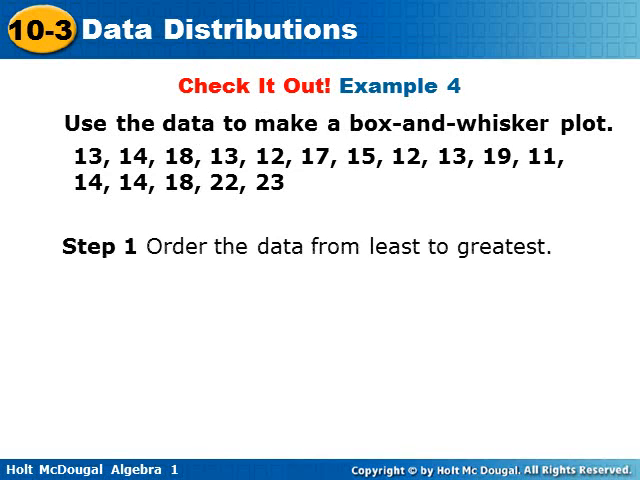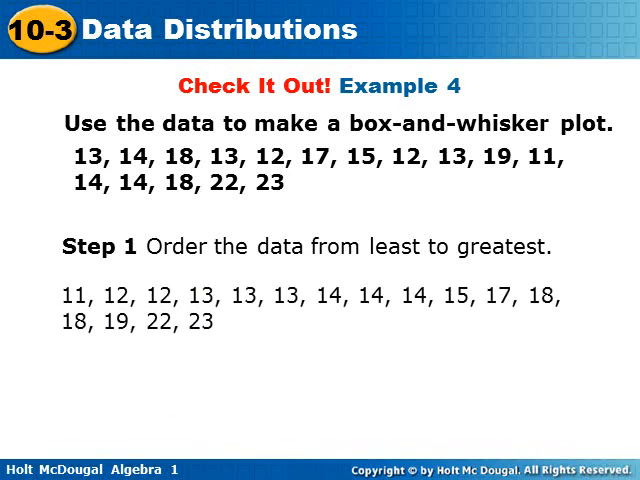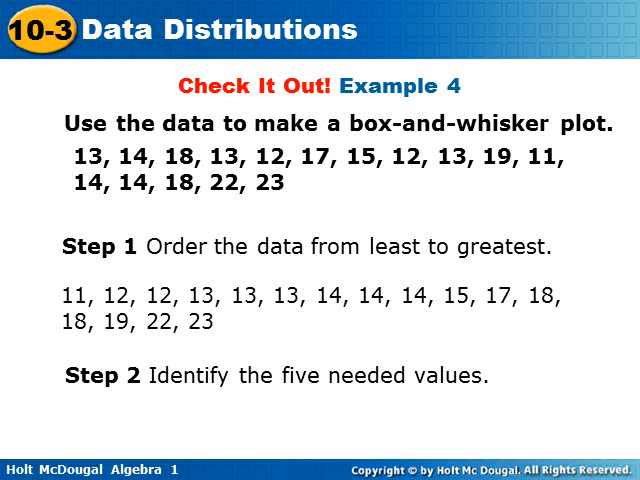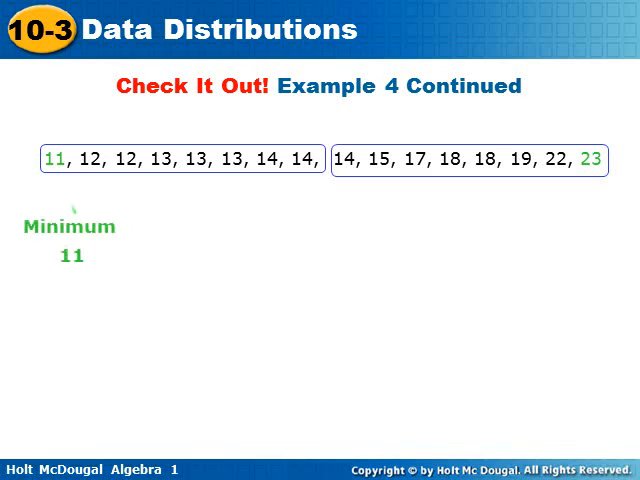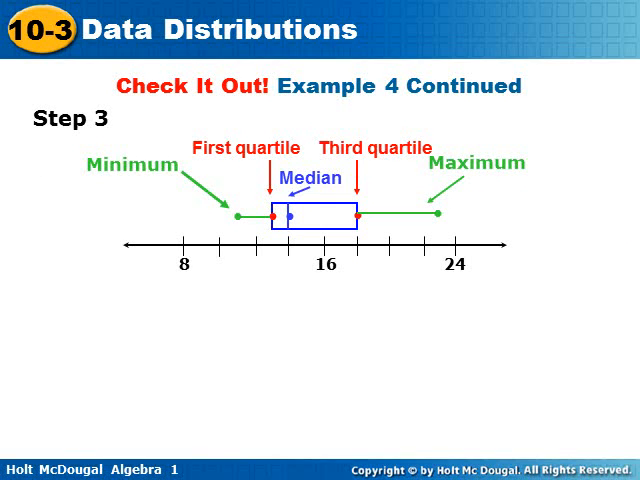Step 1, order the data from least to greatest. 11, 12, 12, 13, 13, 13, 14, 14, 14, 15, 17, 18, 18, 19, 22, 23. Step 2, identify the 5 needed values. Minimum is 11, first quartile, 13, median or second quartile, 14, third quartile, 18, maximum, 23.